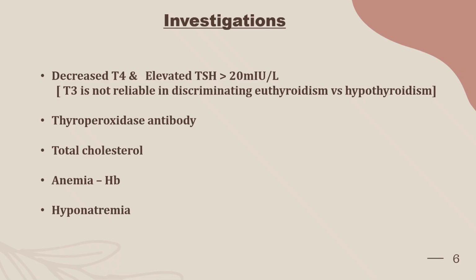When a patient is suspected of having hypothyroidism, what are the tests you will make him do? See, the first test you have to do will be the thyroid function test, where you'll be seeing decreased T4 and elevated TSH, more than 20 international units per liter. Why is T3 not used? Because T3 is not reliable in discriminating between euthyroidism and hypothyroidism.